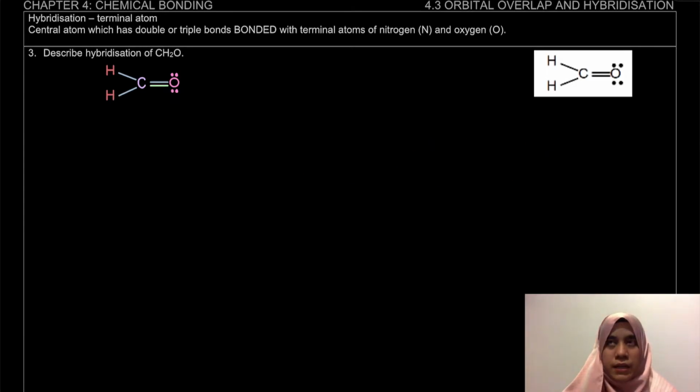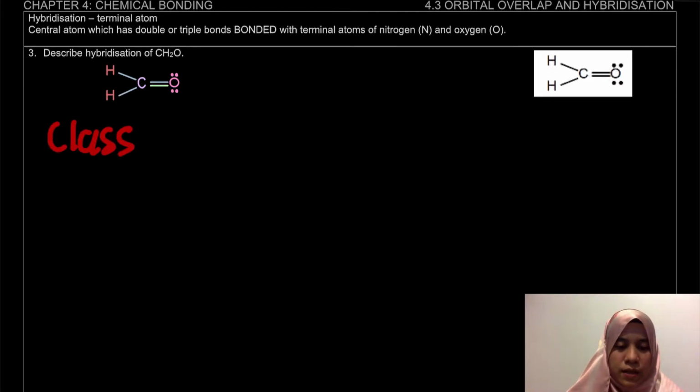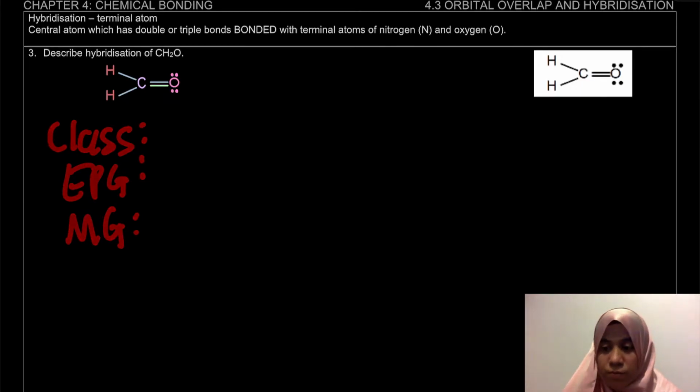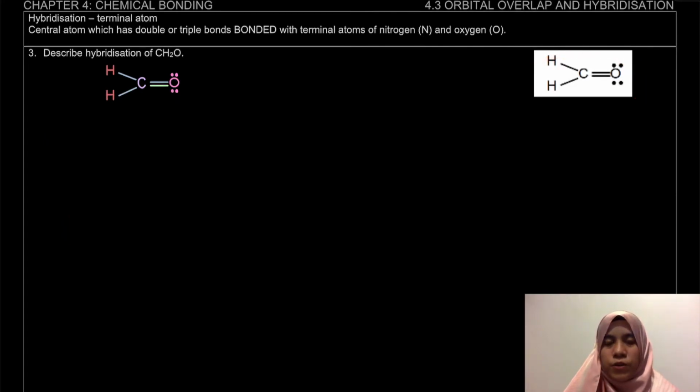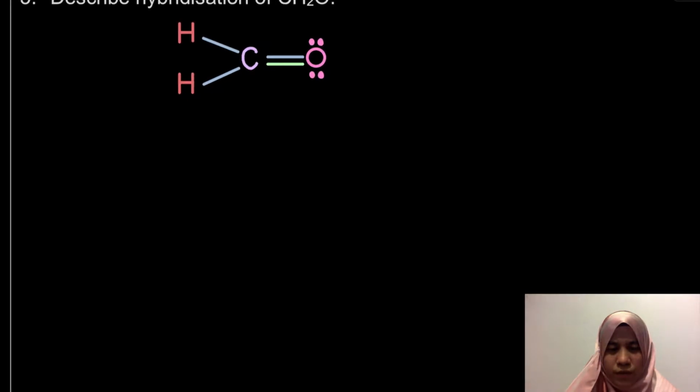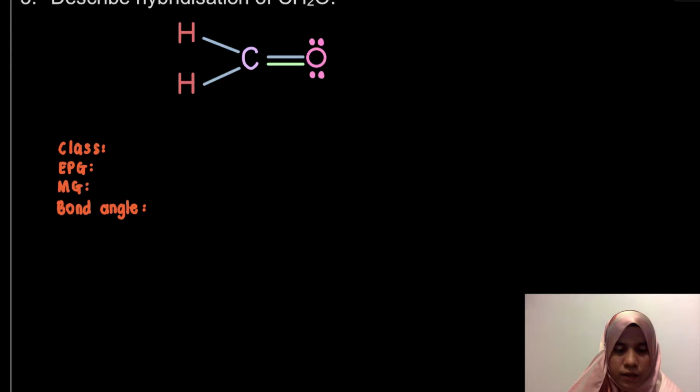But in step 1, what I have to do is determine the class. The EPG and MG we still have to write down, but this is actually based on your molecular geometry. Now let's look at our carbon. In this case we're going to do both for my carbon and for my oxygen. We will finish the carbon and the oxygen. So first, for carbon, what is the class?